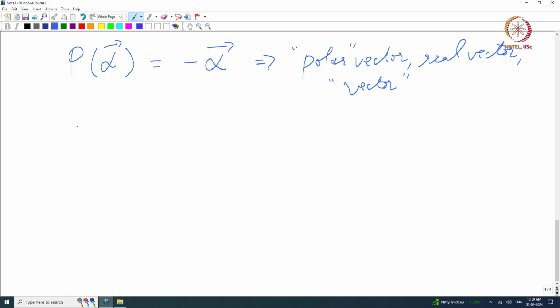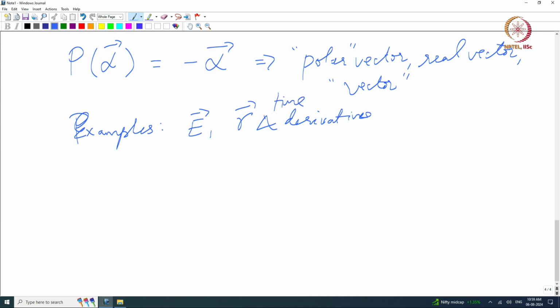So conversely, wait, before we get there, can you name some polar vectors? We just saw one, electric field. Yeah, exactly. Position itself and derivatives of it, right? And time derivatives. Good. Force, as we just saw, right? And so on. Okay, good.